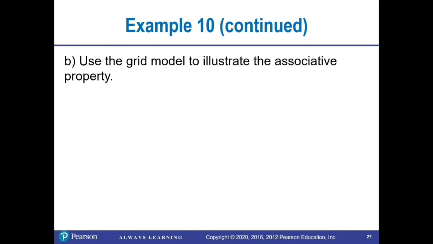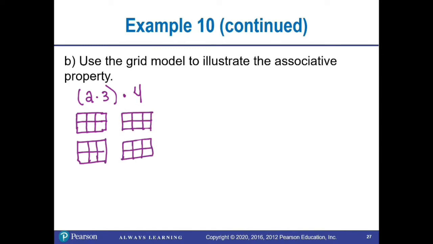Let's look at the associative property, and again, we'll use the grid model to illustrate it. So I'm going to start with 2 times 3 in parentheses times 4. Now we typically start with what's in parentheses. So 2 times 3, that means 2 down and 3 across. Now notice I'm multiplying this by 4, so I need to draw 4 of these. This gives me a total of 24.